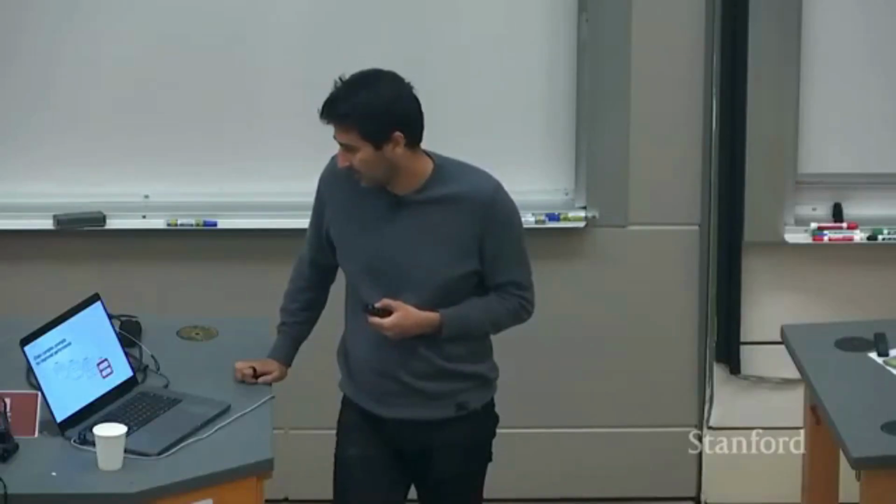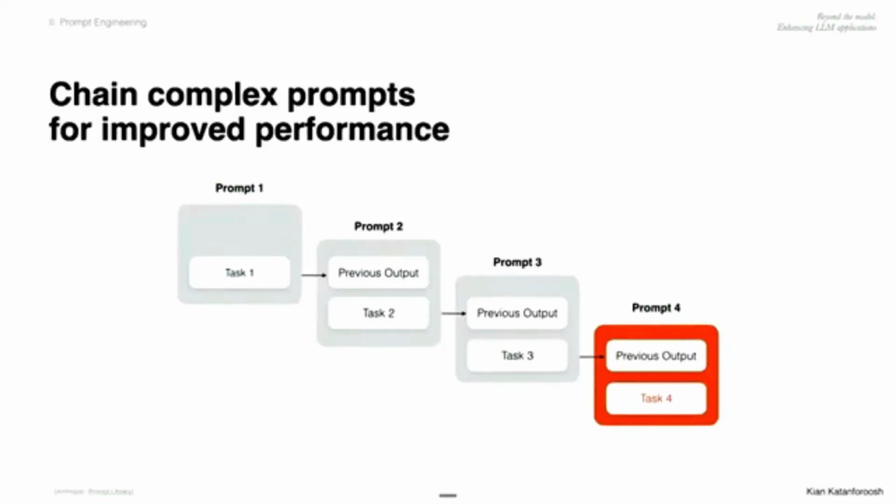Good point. So practically, this is what chaining complex prompts looks like. You have your first prompt with your first task. It outputs. The output is pasted in the second prompt with the second task being defined. The output is then pasted into the third prompt with the third task being defined, and so on. Yeah, that's what it looks like in practice.